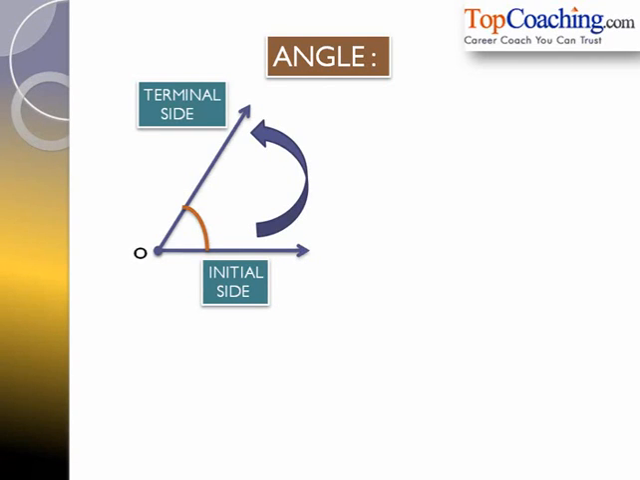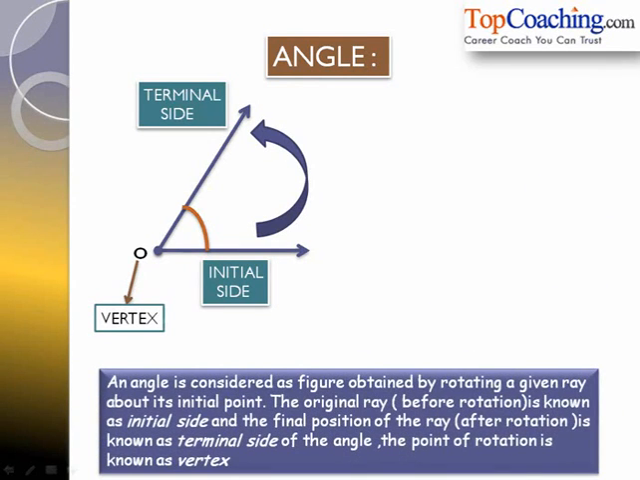This initial point is known as the vertex. So this point is actually the vertex of the angle. So this figure with an initial side and a terminal side and also a vertex is known as an angle. Or we can say that an angle is considered as a figure obtained by rotating a given ray about its initial point. So we have seen here that we have rotated this ray about the initial point.